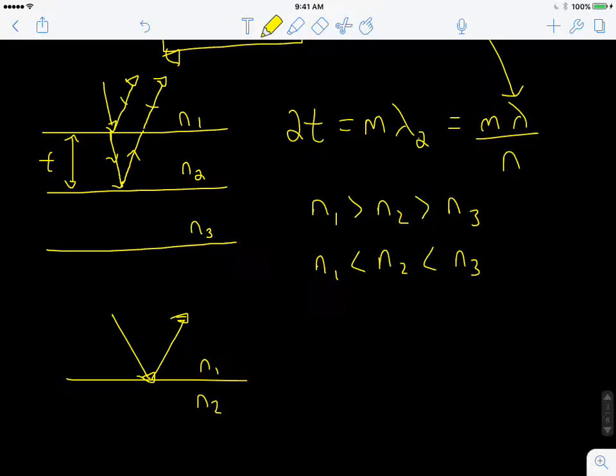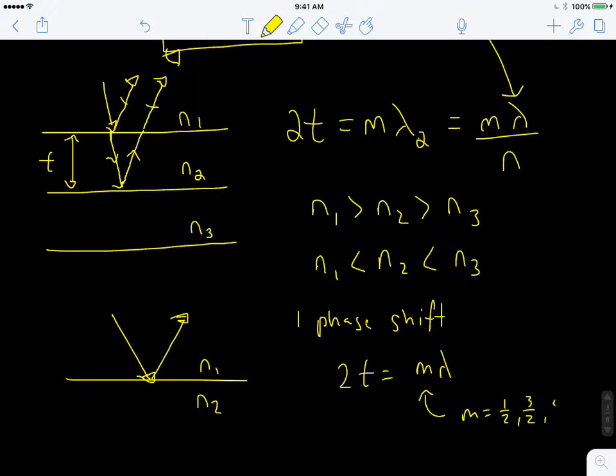But then what happens if there's one phase shift? If there's one phase shift, the only difference to this equation is that we have 2 times the thickness equals m lambda, but for constructive interference, m will be equal to 1/2, 3/2, 5/2. So notice that's the opposite from before. And so this is constructive.